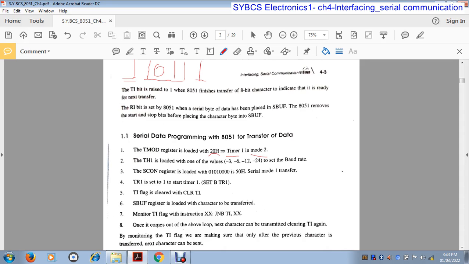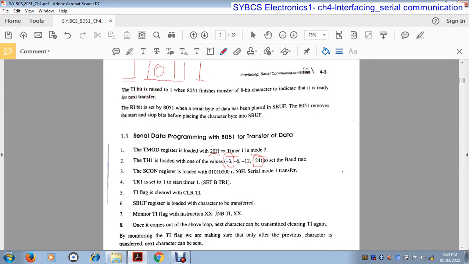Then the second step is that TH1 is loaded with one of the values -3, -6, -12, -24, which depends on which baud rate we have to use. Suppose we use a baud rate of 9600, then we use -3, and if we use a baud rate of 1200, then we use the value -24 to be loaded in the TH1 register.